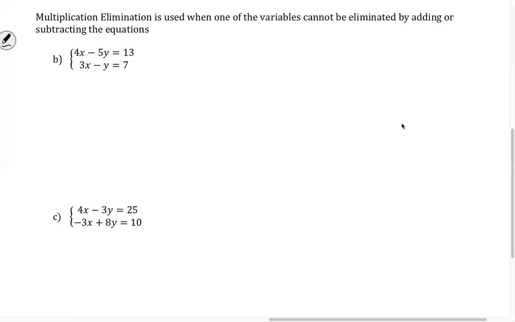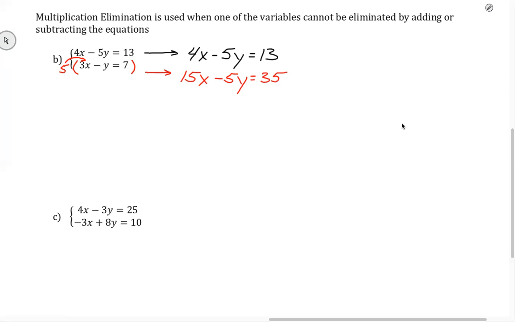So what I'm going to do is I'm just going to start out by rewriting this top equation. And then in the bottom equation, I'm just going to multiply the whole thing by 5. Are you writing any of this down or just soaking it in? That's good. So I'm going to do 5 times 3, that's 15. 5 times -y, -5y. And 5 times 7 is 35.